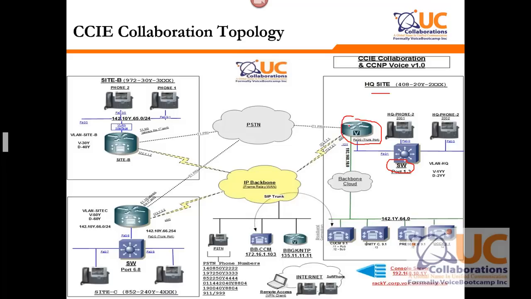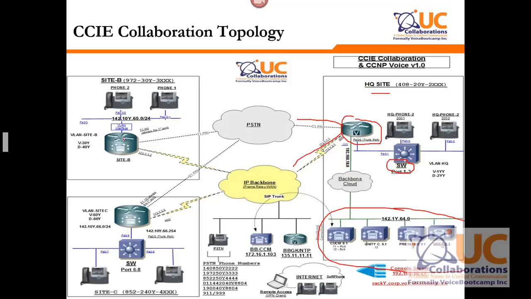Now the HQ side at the same time has a T1 connection to your service provider. It has a frame relay connection to the IP backbone, which in return lets you connect to site B and site C. So this is basically the HQ. Now keep in mind, the servers are located in the head office, but they are not in the same subnet as the Cisco IP phones.